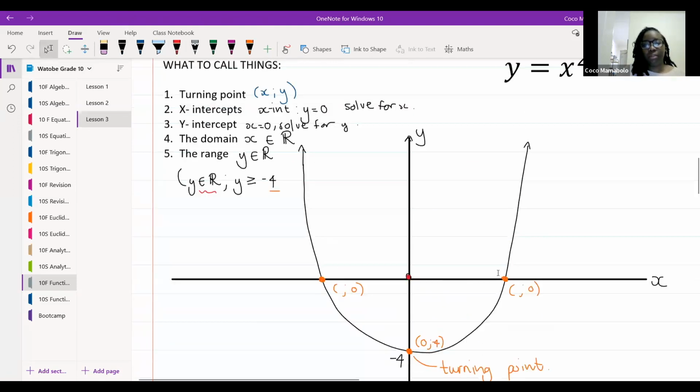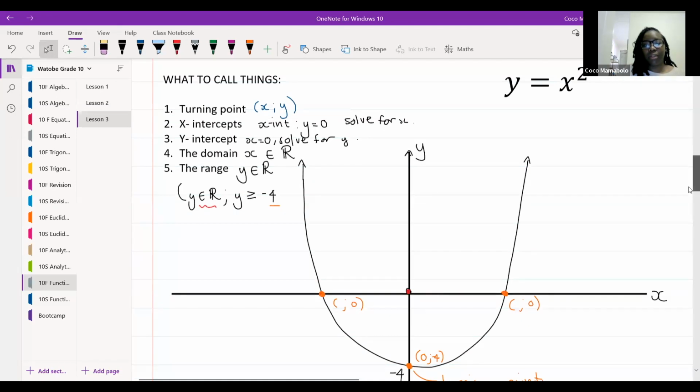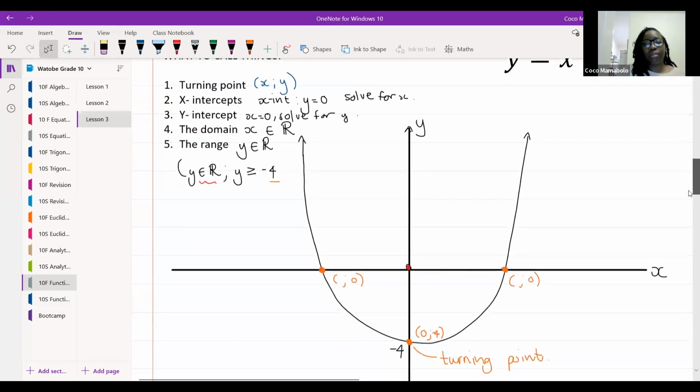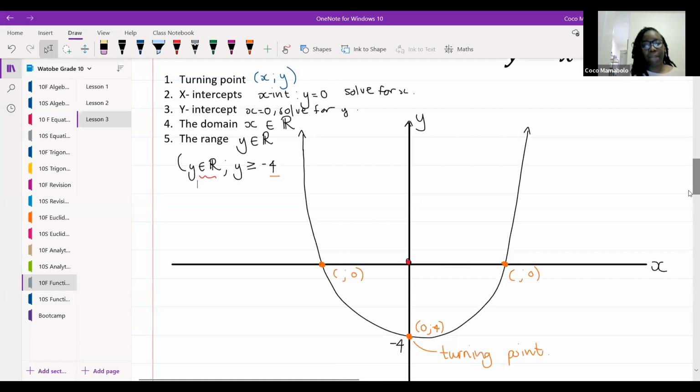Ma'am, Princess literally covered my question, but what I wanted to say is the number can be greater or less than negative, in this case -4, because the parabola doesn't touch. I don't know if touch is the right word to use, but it doesn't cover the number. I don't know if you get me, ma'am.